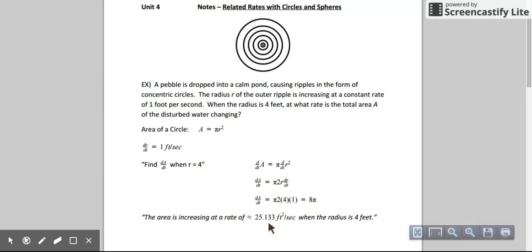Or we could round that to 3 decimal places and say that the area is growing, or increasing, because we have a positive rate of change, at a rate of approximately 25.133 square feet every second at the exact moment when the radius is 4 feet across.